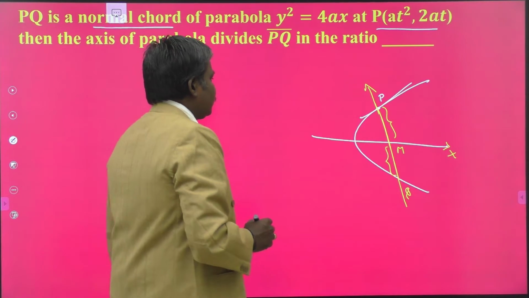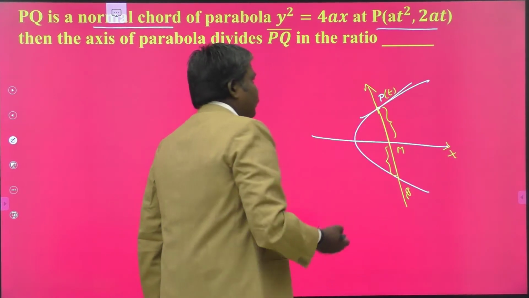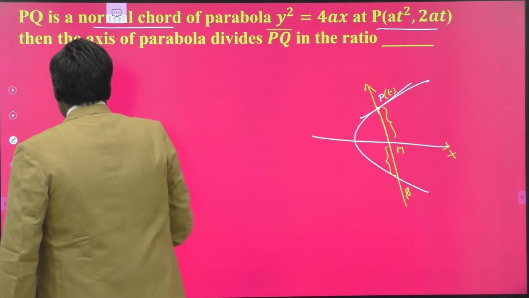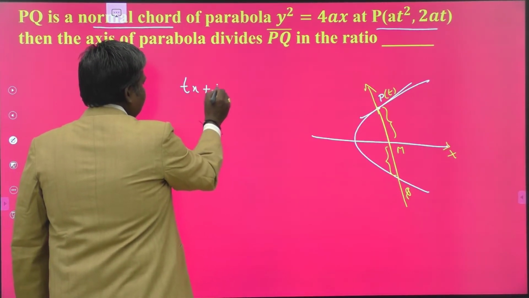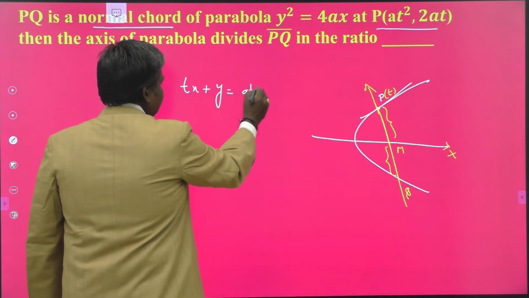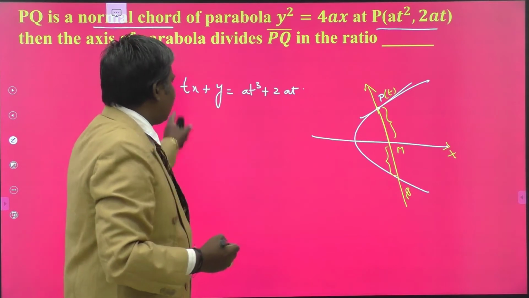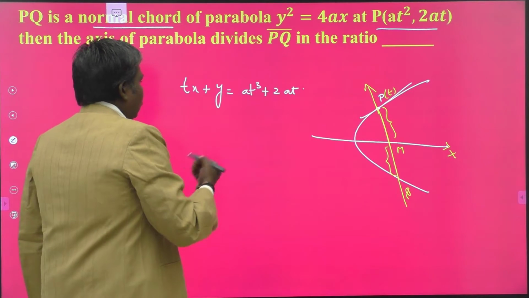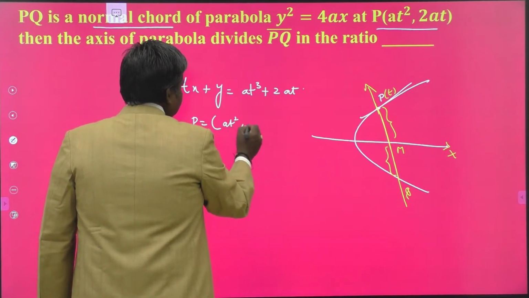For that, first of all, we write the normal at P of t to the parabola. The point is at square comma 2at. What is the equation of the normal at t to the parabola? Normal at t to the parabola is tx plus y is equal to at cube plus 2at. This is the equation of the normal at P of t to the parabola.